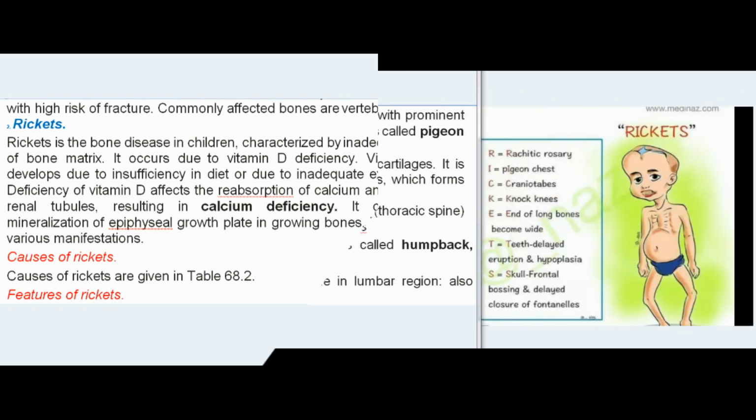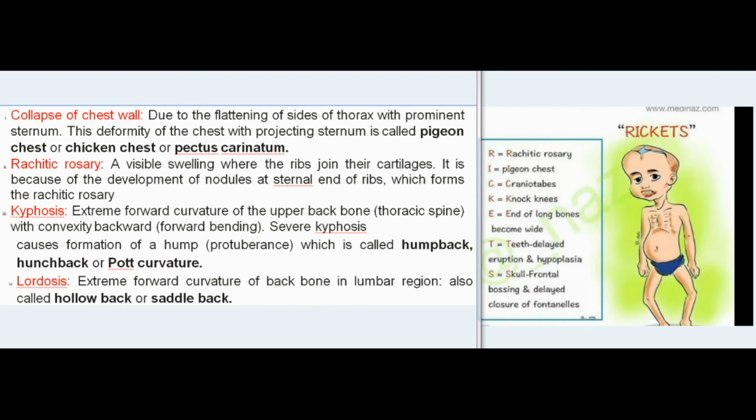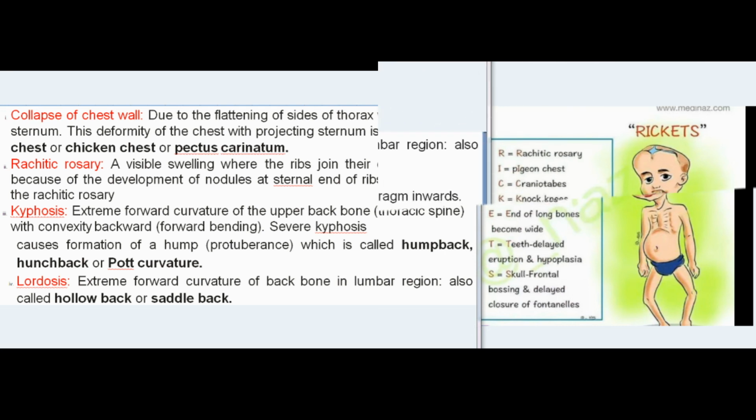Features of rickets. Collapse of chest wall, due to the flattening of sides of thorax with prominent sternum. This deformity of the chest with projecting sternum is called pigeon chest or chicken chest or pectus carinatum. Rachitic rosary, a visible swelling where the ribs join their cartilages. It is because of the development of nodules at sternal end of ribs. Kyphosis, extreme forward curvature of the upper backbone, thoracic spine, with convexity backward. Severe kyphosis causes formation of a hump, which is called humpback, hunchback, or pot curvature.